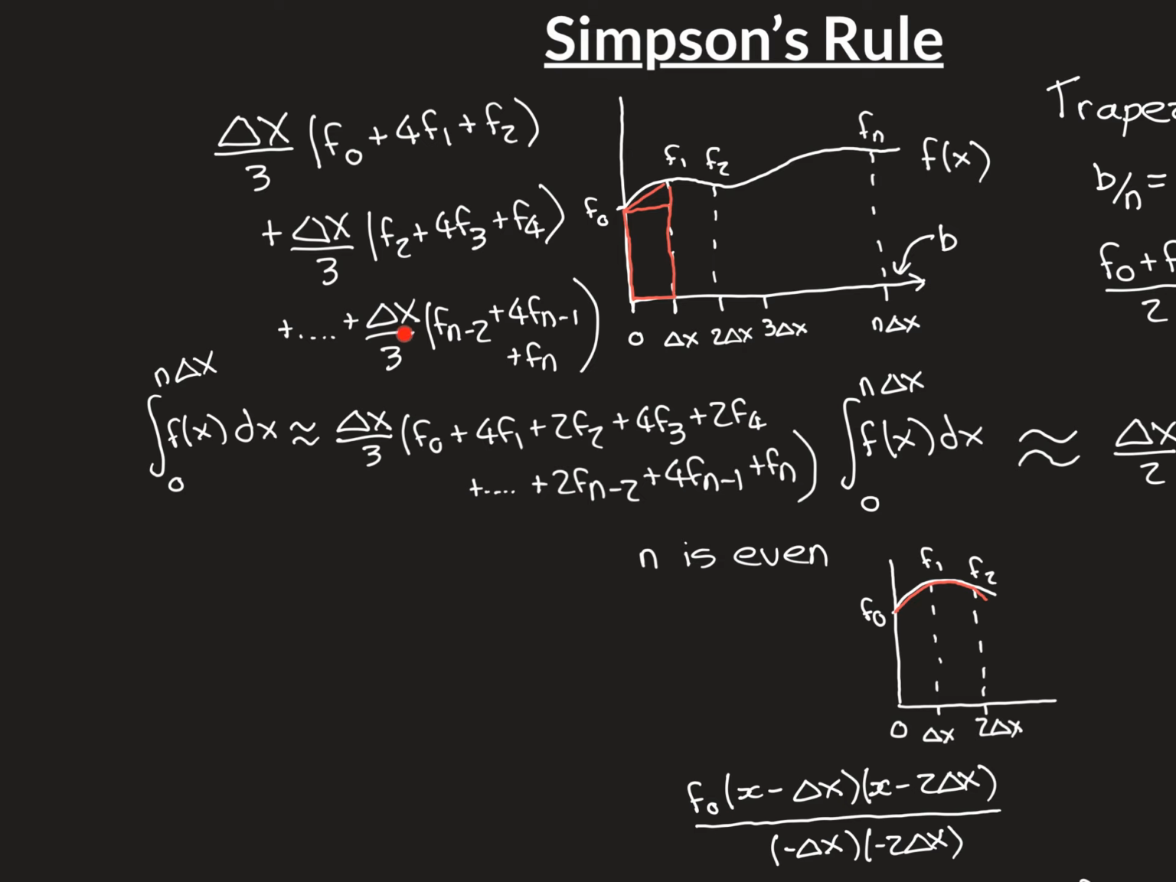So overall, combining these terms together to get the final form of Simpson's rule, we have that the integral from 0 to n delta x of f of x dx is going to approximately be equal to delta x over 3 out the front, that's obvious, and then we're combining all of these together, so the first and the last term are only going to appear once, so we'll have f0 and fn right at the end, and they'll just have 1s in front of them.